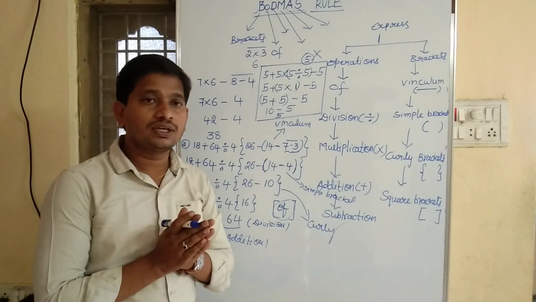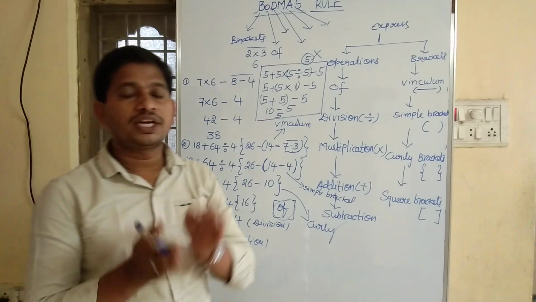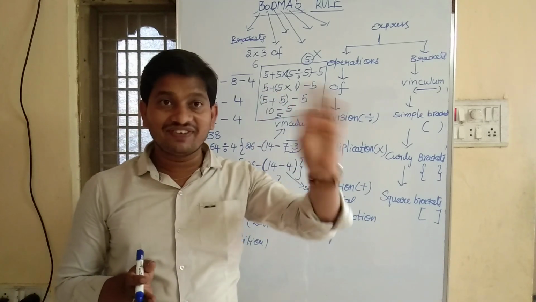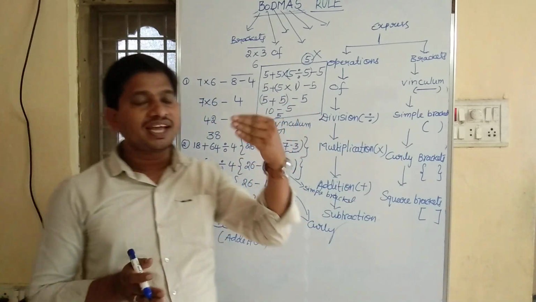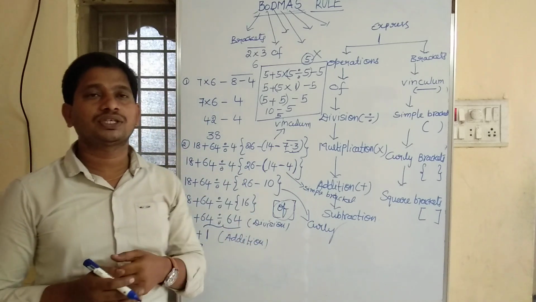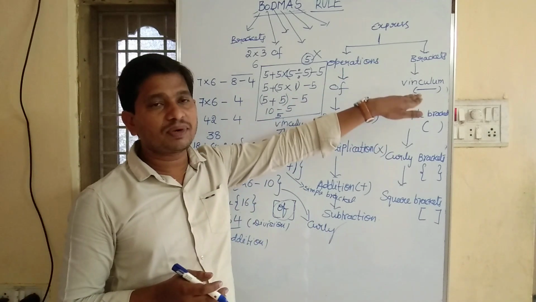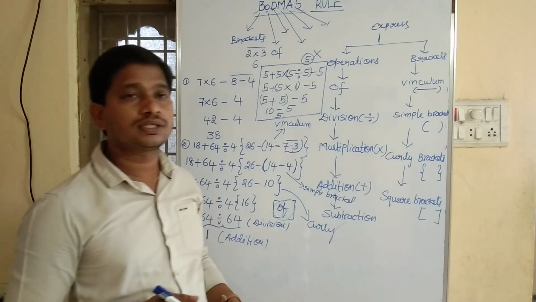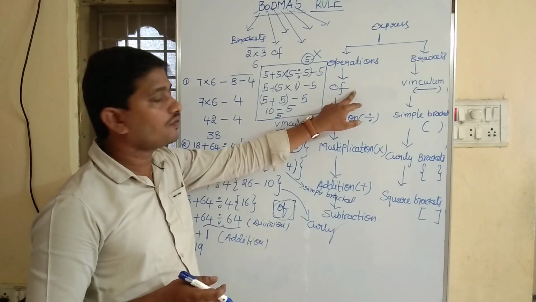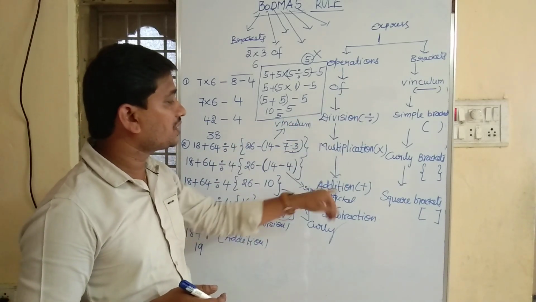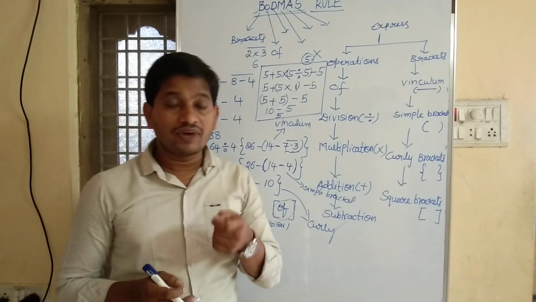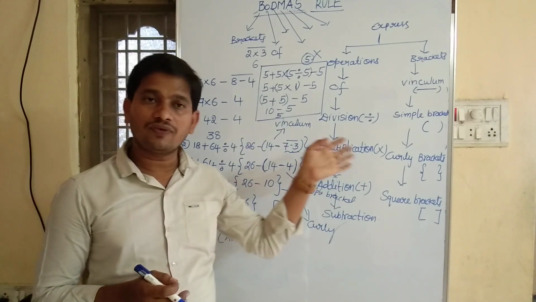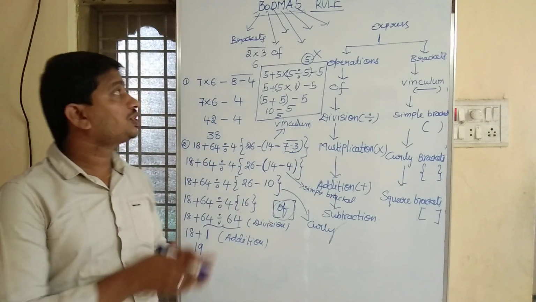Remember, children, the important rule is called BODMAS. B stands for bracket, O stands for of, D stands for division, M stands for multiplication, A stands for addition, and S stands for subtraction. The brackets involved in arithmetic expressions are the vinculum, simple bracket, curly brackets, and square brackets. And the operations are of, division, multiplication, addition, and subtraction. So when we are solving an arithmetic expression, we need to perform the operations in the hierarchy of order. I hope you understood this topic, children.